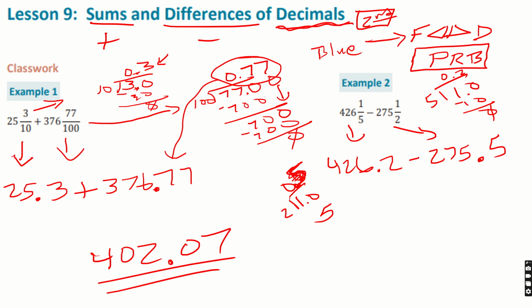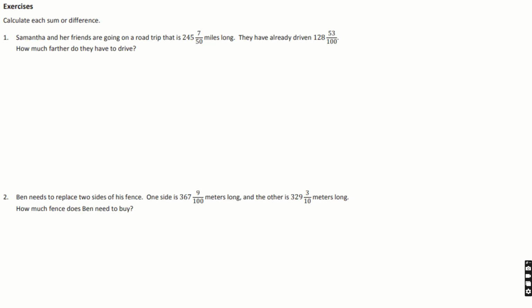So 426.2 minus 275.5 gives us an answer of 150.7. So we're going to continue to do those kinds of things, taking our mixed numbers and turning them into a decimal, right? Whole number and a decimal point.